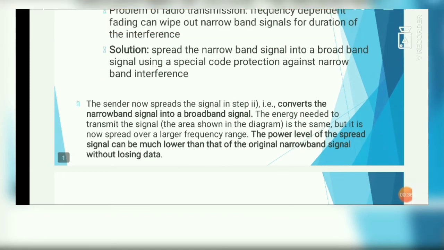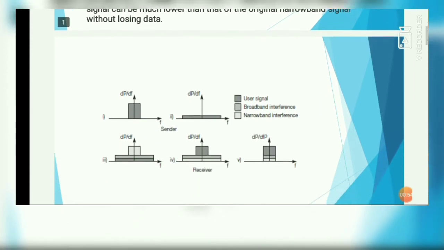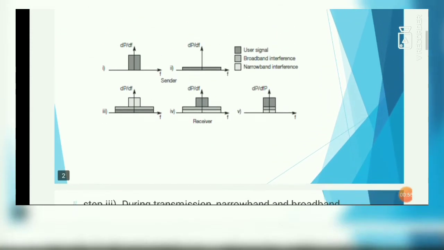The sender now spreads the signal in step two, that is, it converts the narrowband signal into a broadband signal. The energy needed to transmit the signal is the same, but it is now spread over a large frequency range. The power level of the spread signal can be much lower than that of the original narrowband signal without losing data. This is the diagram given for that.